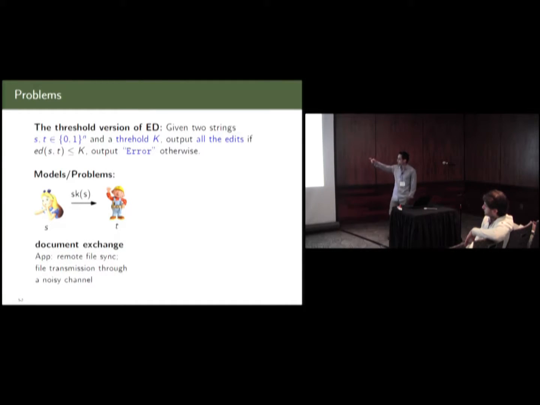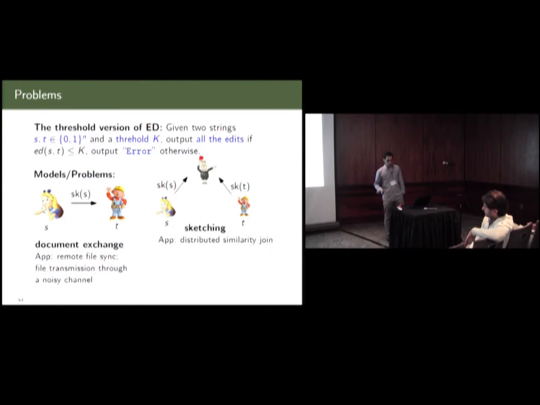The first model is the one-way communication model. It's called document exchange, and it has a set of applications. Here we have Alice and Bob. Alice has string S, Bob has string T. What Alice does is compute a kind of sketch of S and send this message to Bob, and Bob computes the edit distance of S and T based on this message and his input T.